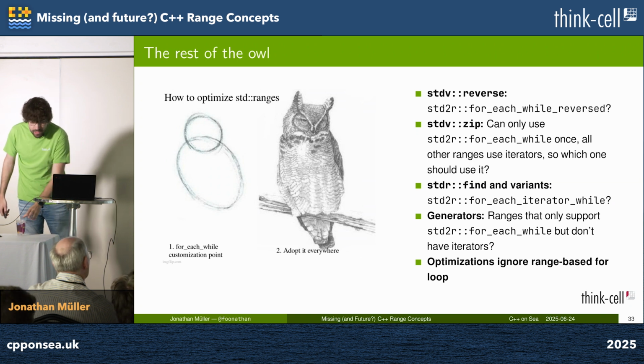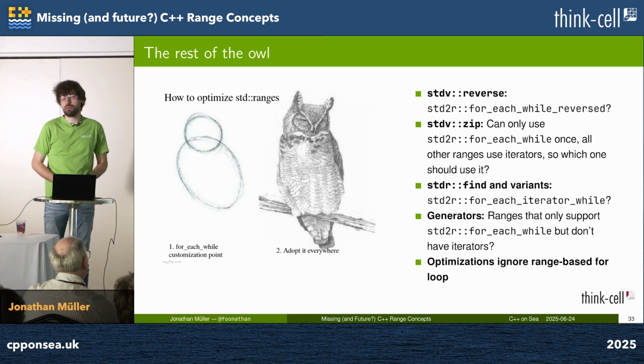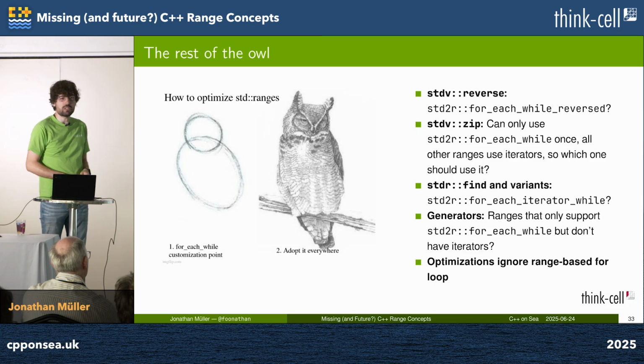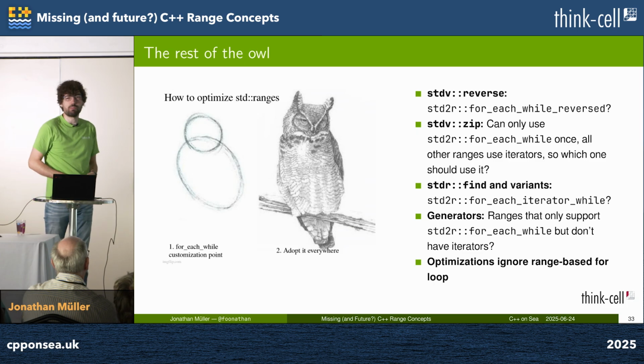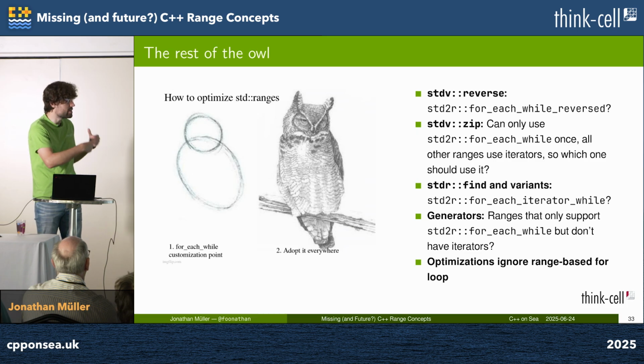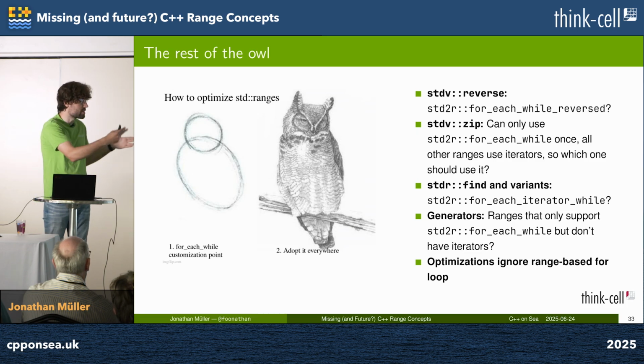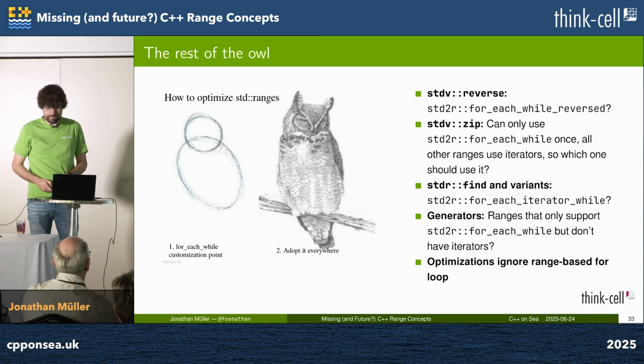And then, of course, the entire thing doesn't work with the range-based for loop. So std::for_each is optimized, but the range-based for loop isn't, which is really unfortunate. So eventually, we will want a language solution for that, so we can use the natural range-based for loop syntax without having to resort to algorithms.